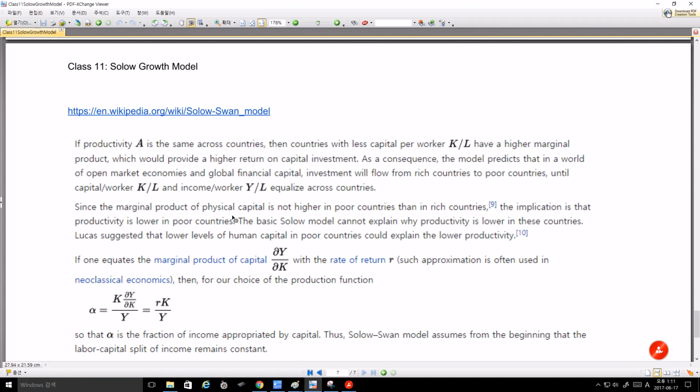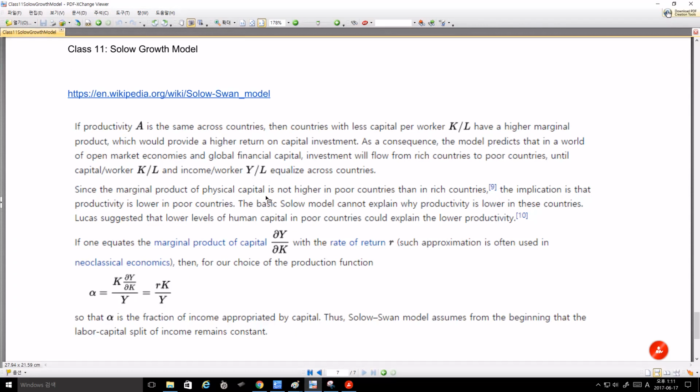But of course, in reality that is not true, which means there is something wrong with the Solow model, right? Since the marginal product of physical capital is not higher in poor countries than in rich countries, the implication is that productivity is lower in poor countries. Rich countries are always rich in reality. If A were the same, every country would have the same per capita GDP, but that is not true. There are huge differences across countries in per capita GDP, which means the assumption may not be true. A is not the same across countries.